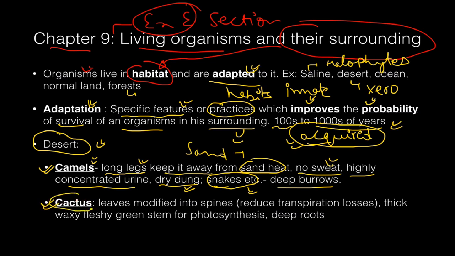Now cactus is a plant which is adapted to desert-like conditions, because in this the leaves are modified into spine-like structures, which reduces the transpiration losses. It is extremely critical. In some cases leaves are modified into spines, in some cases leaves are totally absent, or in some cases leaves are reduced. In the case of cactus they are modified into spines. Spines mean fewer stomata, and if there are no stomata, transpiration losses will also be reduced.